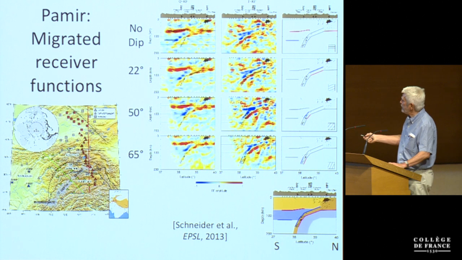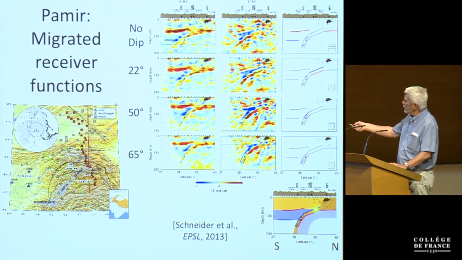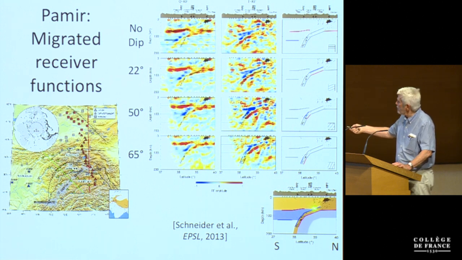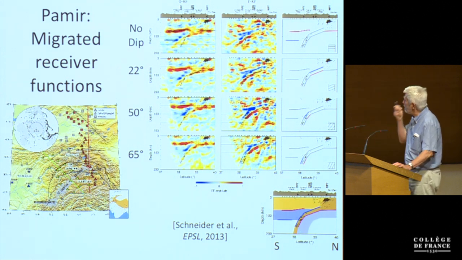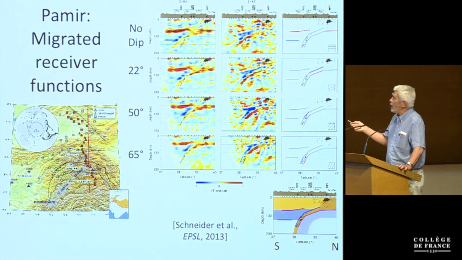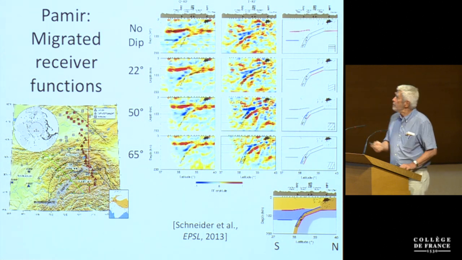First, to digest this picture, look at this lower cross-section through here. North on the right, south on the left. The blue is into the mantle, presumably mantle lithosphere. The tan is crust, and they're showing underthrust crust down to southward beneath the Pamir. These color plots are receiver functions.